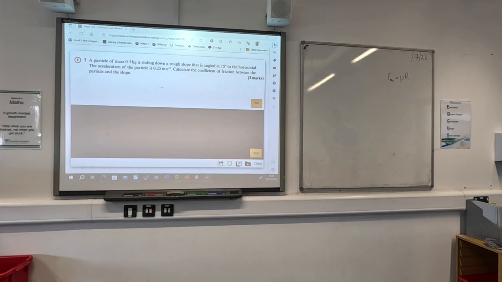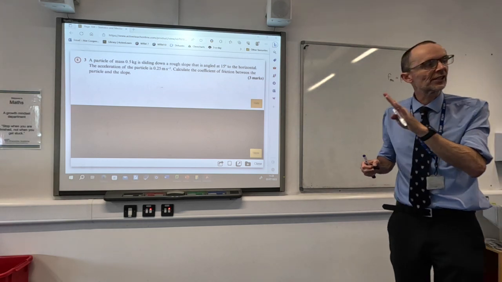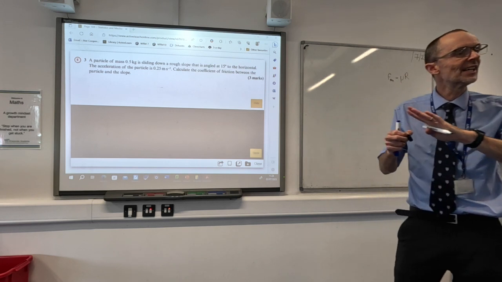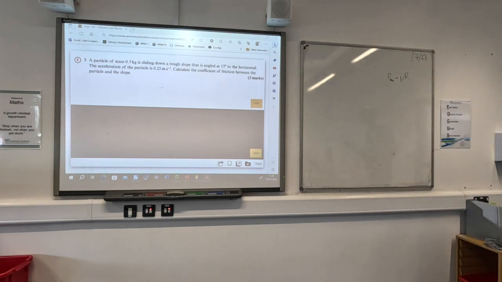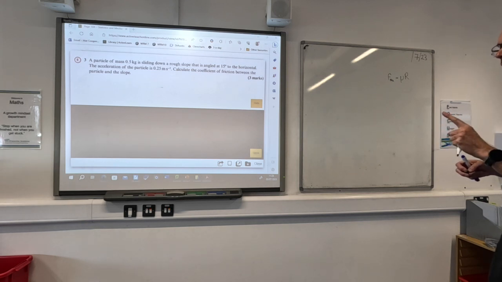And so if something is moving, we know friction has reached that value, and it doesn't get any bigger than that. So you've got to look carefully at questions and ask yourself, are we dealing with a situation where something is yet to move? Or are we dealing with a situation where something is either about to move, limiting equilibrium, or already moving? And in this case, we've got something which is already moving. It's sliding down the slope.